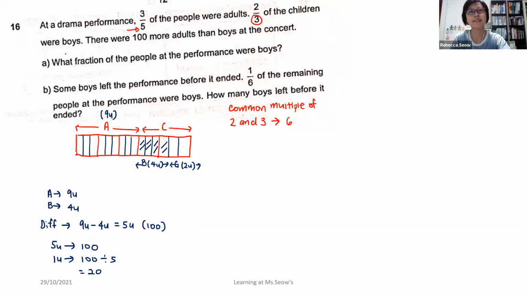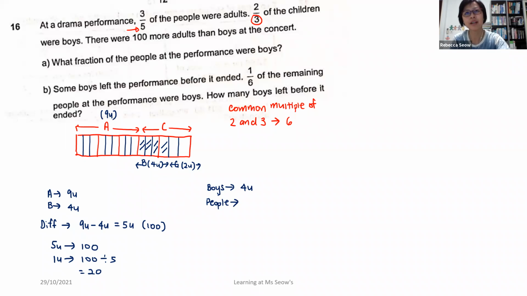Let's take a look and see what A asks for. What fraction of the people at the performance were boys? Okay, now boys take up 4 units. How about people? How many units did that take up?